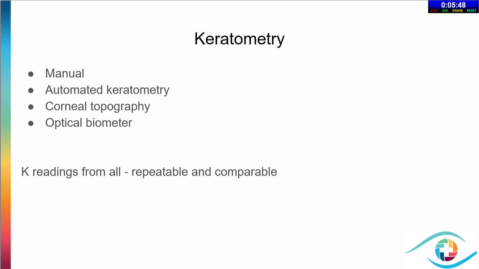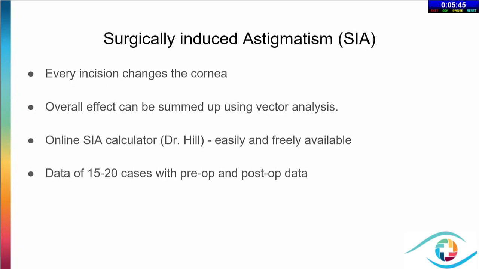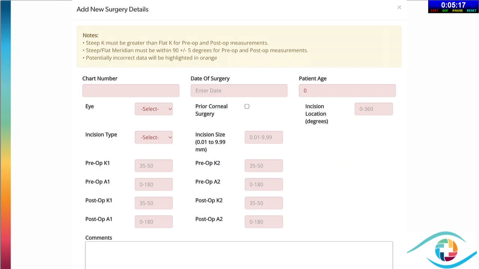An SIA calculator is easily available online, and we can put in our data. I have written Dr. Hill; there is an SIA calculator on Barrett's site also. This is how it looks, and if we fill in data for some 15 to 20 patients, we can calculate our own surgically induced astigmatism, which is important while calculating toric IOLs. Now, regarding the IOL formula used, all the lenses have their own calculators also, but the Barrett toric calculator is most widely accepted and used and gives quite accurate results. This is how any calculation will look.